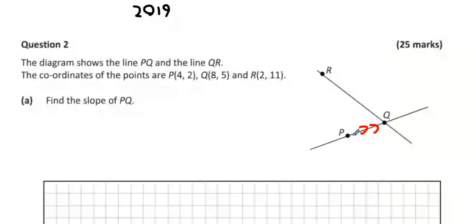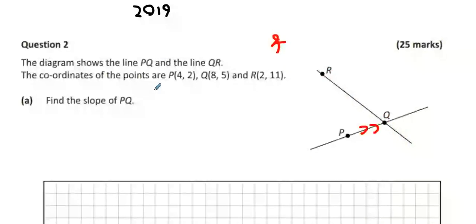We can see it's going upwards from left to right, which means you're gaining height. If you're Super Mario running along the ground, you'd be going upwards. So PQ is a positive slope, while RQ would be a negative slope because you're going downwards.